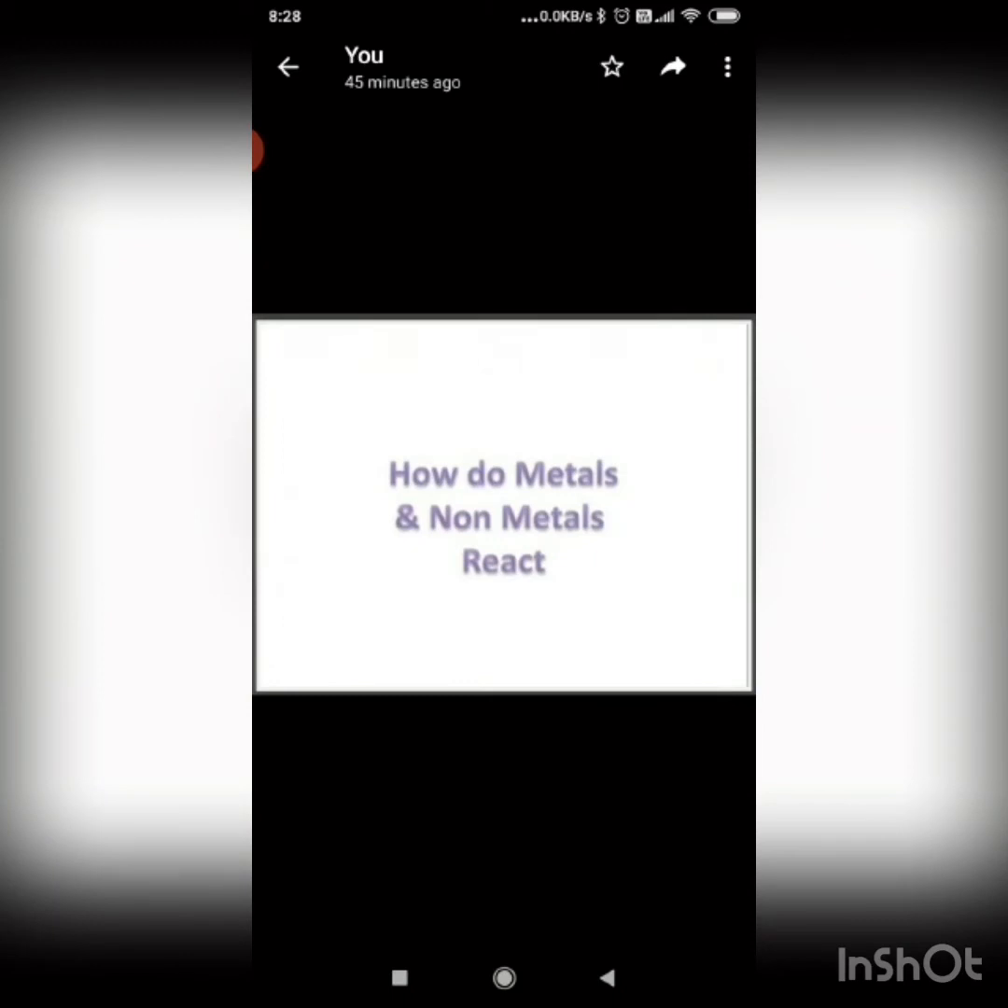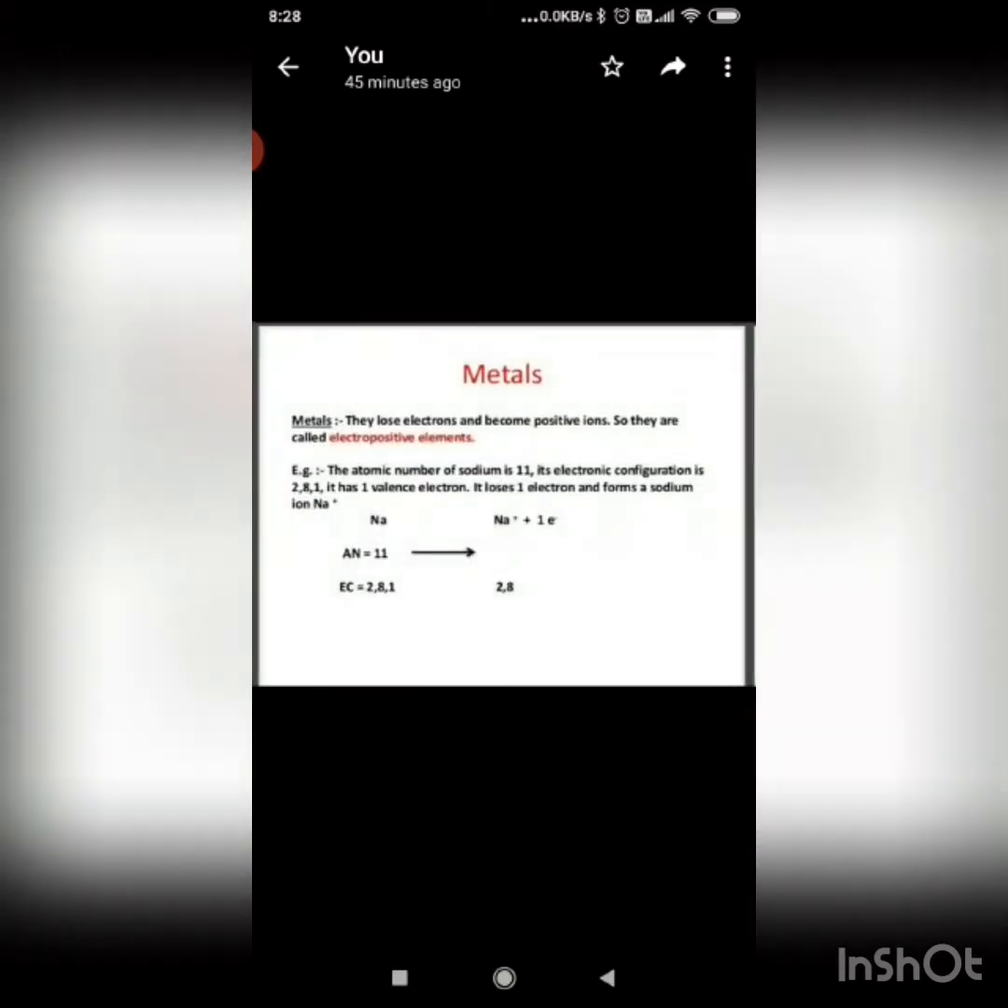So now, how do metals and non-metals react with each other? First of all, the reactivity of elements is the tendency to attain a completely filled valence shell. Metals lose electrons and become positive ions, so they are known as electropositive elements. See the example: the atomic number of sodium is 11 and its electronic configuration is 2, 8, 1. So it has 1 valence electron. It will lose 1 electron and form a sodium ion.